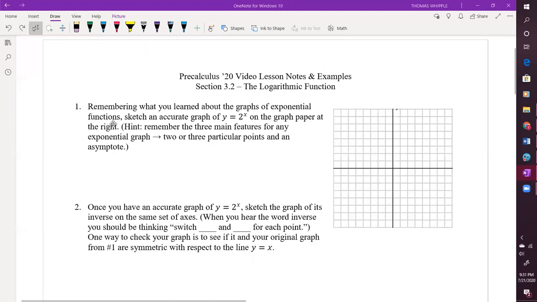Assuming you watch the video on exponential functions, you should be able to sketch a pretty accurate graph of y equals 2^x over here on this graph paper. I'll remind you that there are three main features we talked about, two of them being particular points that you could use, and then there's also an asymptote on this graph. So why don't you pause the video and see if you can sketch the graph of y equals 2^x. Probably even just making a table would help.